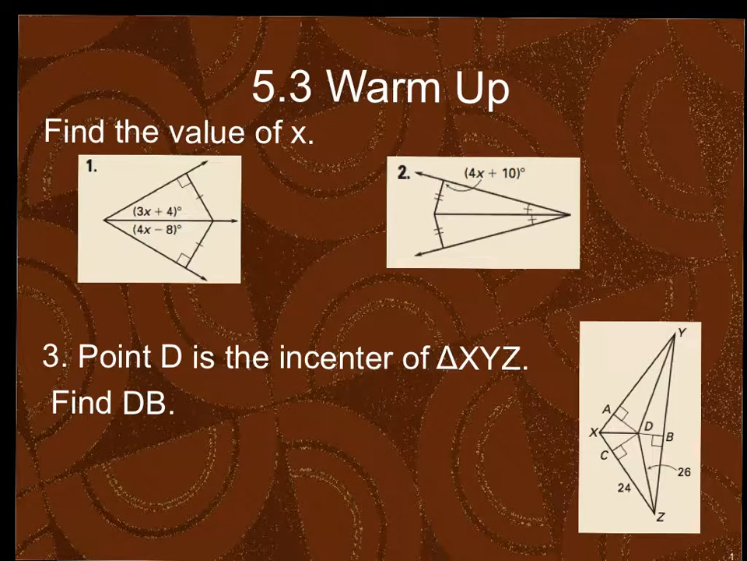All right, so in 5.3 we added to our list of special segments in a triangle, and in this case we talked about the angle bisectors. So what's the definition of an angle bisector? A ray that bisects an angle. Good, ray that bisects an angle.